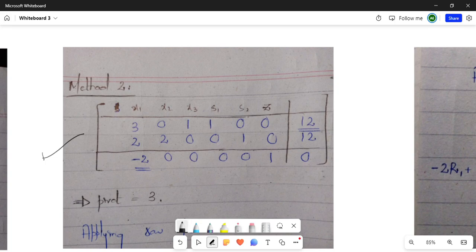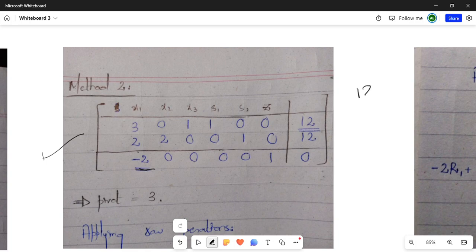First of all, we will observe the baseline. In the baseline, we will search for the least value. Here we can see the least value is -2, and in the column above the least value, we will search for the corresponding constants and divide them by the coefficients, and the least value will give us the pivot.